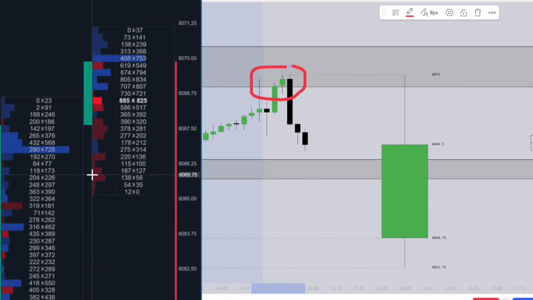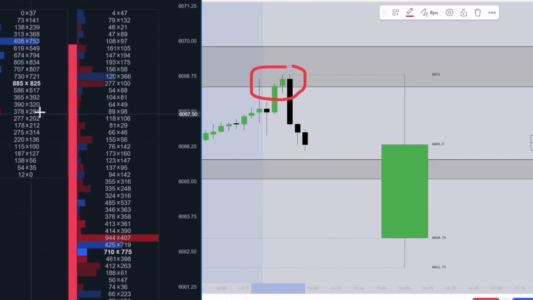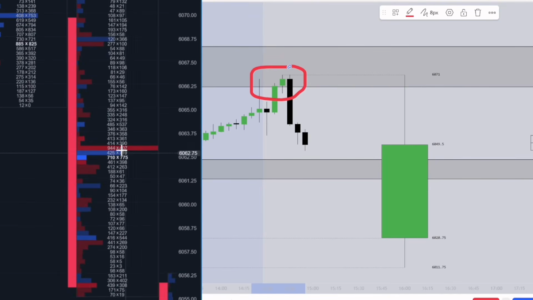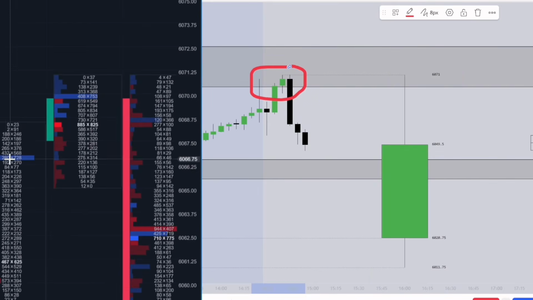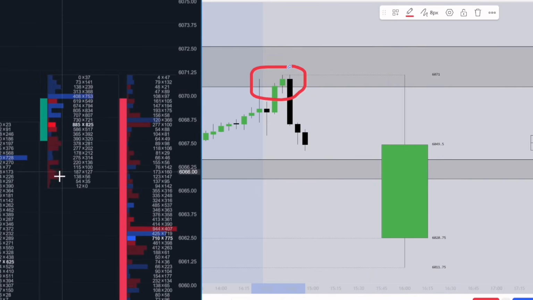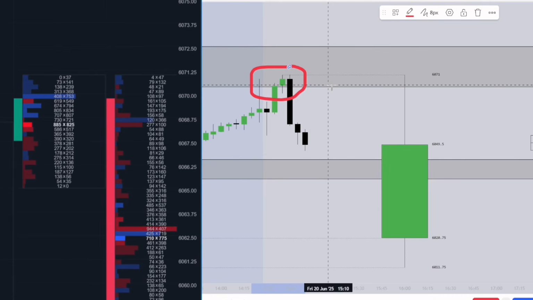So we're seeing a significant amount of buying volume before a huge seller enters the market over here. So what happened to the buyers here, and also here? What was going on with those buyers? Those buyers essentially failed to drive the price higher.